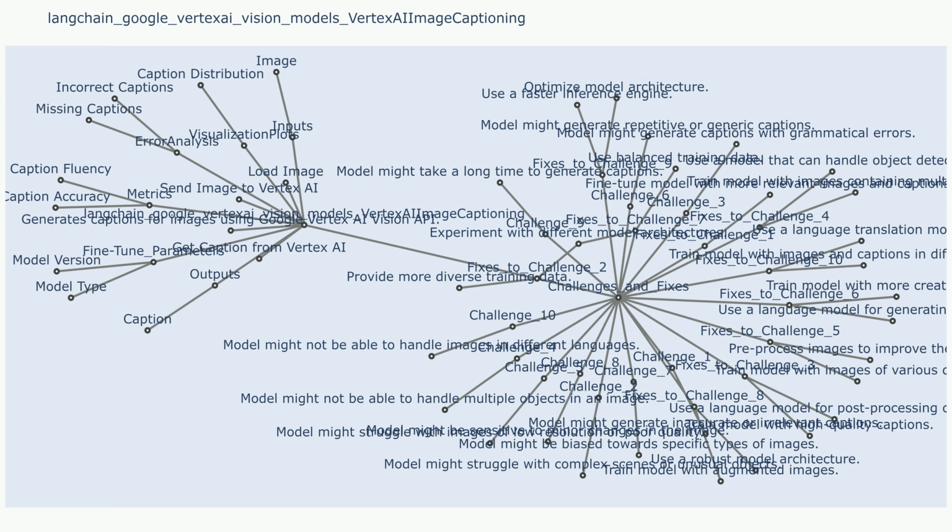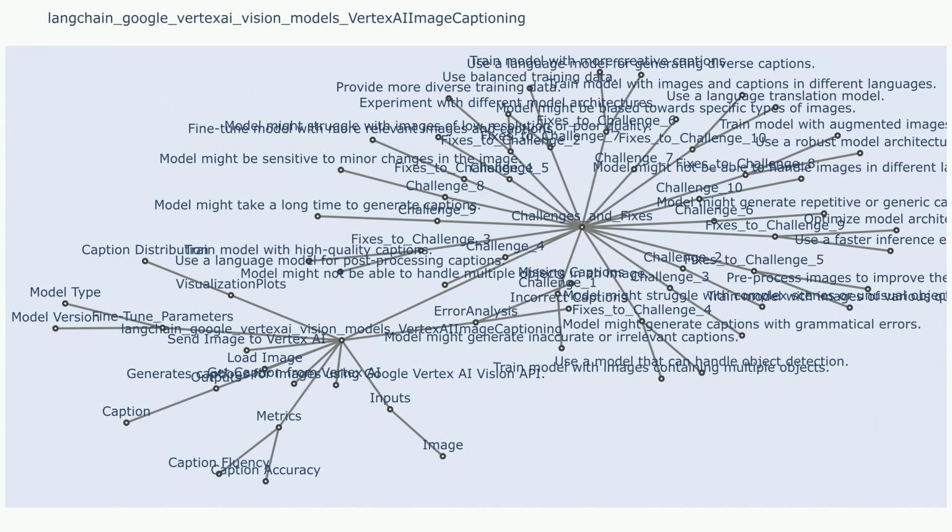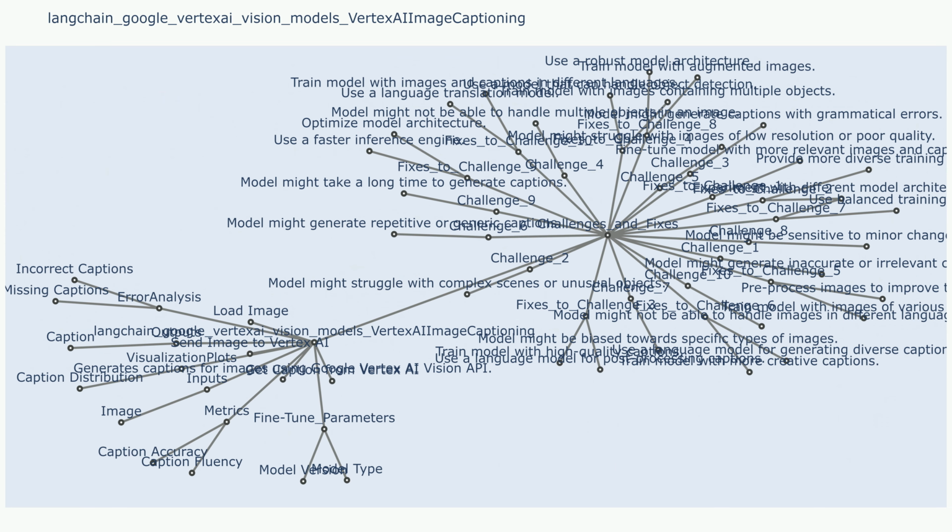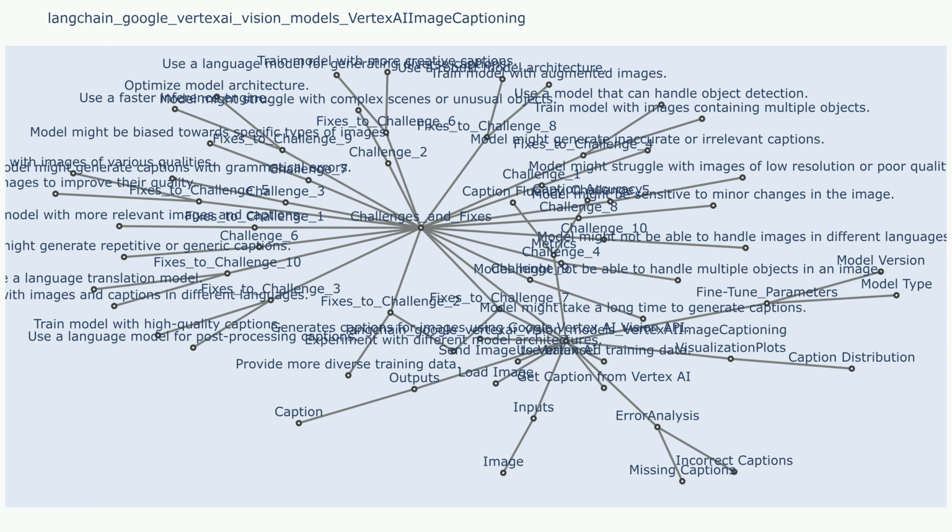Steps. Image preprocessing. The input image is preprocessed by Vertex AI to prepare it for the image captioning model. Model inference. The preprocessed image is passed to the Vertex AI image captioning model, which generates a textual caption. Metrics. BLEU score measures the quality of the generated caption by comparing it to human-written reference captions. CIDEr score evaluates the caption's coherence and fluency. METEOR score assesses the accuracy and relevance of the generated caption.